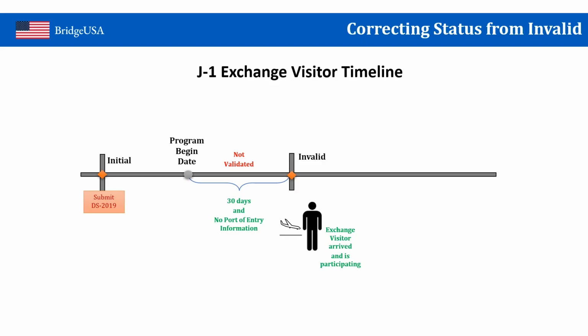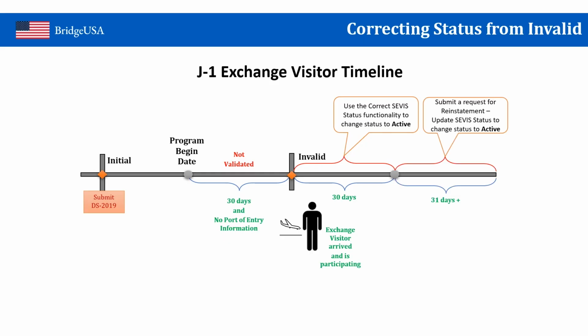You can use the correct SEVIS status functionality to change the status from invalid to active within 30 days of the status change. An automatic email will be sent to the exchange visitor notifying them of the status change. If more than 30 days has passed, you will need to submit a reinstatement update SEVIS status request. This option requires payment of a non-refundable fee, supporting documentation, and review by the Department of State.